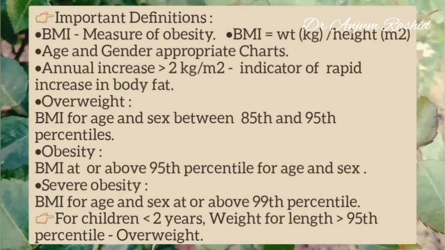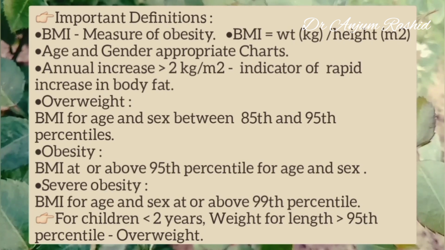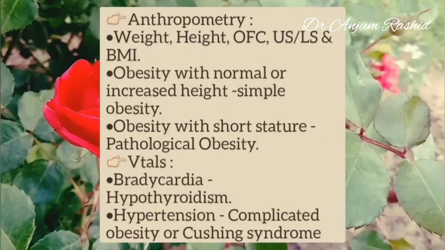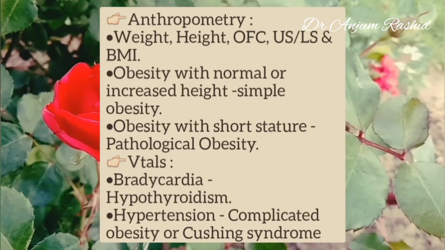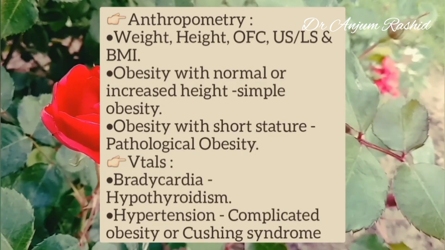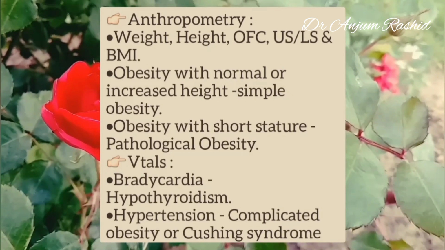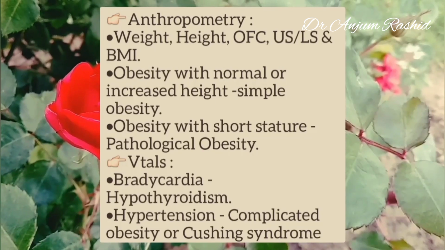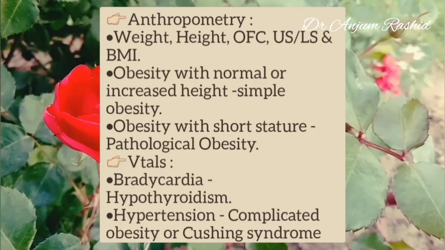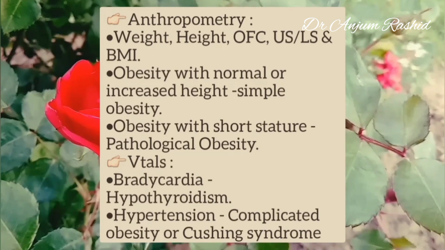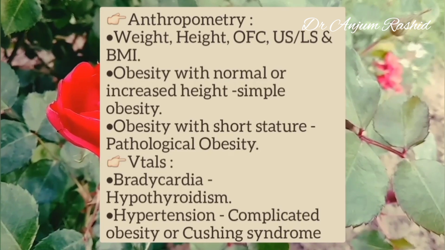Now children who are less than 2 years of age, weight for length more than 95th percentile are considered as overweight. Now the physical findings in the evaluation of childhood obesity. These include anthropometric measurements including weight, height, occipitofrontal circumference, upper segment to lower segment ratio, and BMI. Now if obesity is associated with normal or increased height, it means it is simple obesity. While if obesity is associated with short stature, then this is usually pathological obesity.